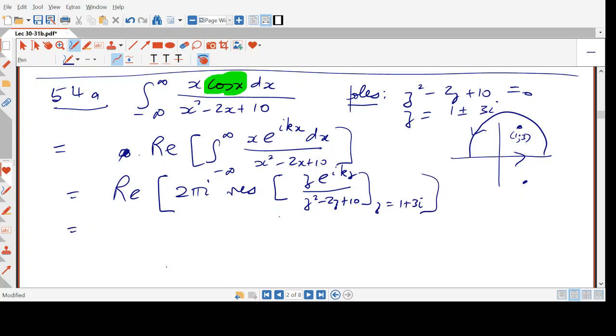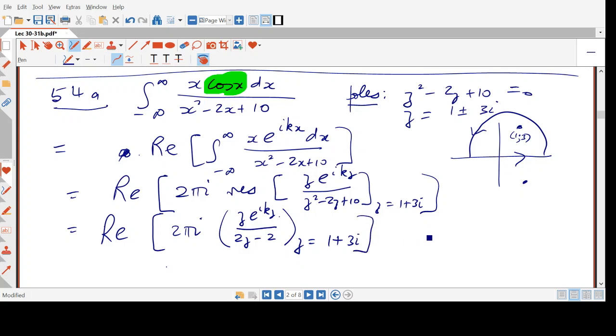There's only one pole of relevance in this problem. So we need the real part of 2 pi i. Now the residue here will be z e to the i kz. Differentiate the bottom, 2z minus 2, and plug in z equals 1 plus 3i.